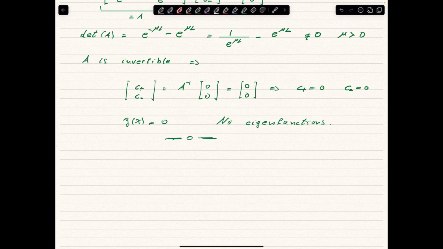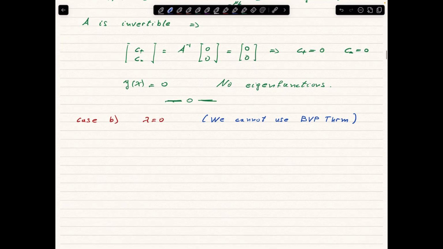Okay, lambda equals 0. That case is not in the theorem, so we need to actually do the calculation. Case B, lambda equals 0. Recall our boundary value problem theorem does not contain this case, so we cannot use the boundary value problem theorem for this case. So we need to do the calculation actually, but the calculation is pretty simple, so let's do it.